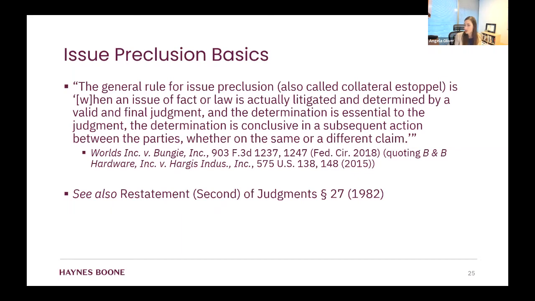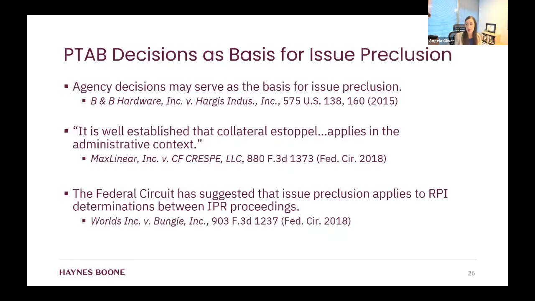I know we're running a little short on time, so I'll speed through some of this so we can get to our more analytical points. Essentially, we do know that PTAB decisions can serve as the basis for issue preclusion. We've seen a Supreme Court decision from the PTAB context in 2015 confirming that agency decisions can be the basis for this. The Federal Circuit has reiterated this. And in a fairly recent case, the Federal Circuit suggested that preclusion can apply between IPRs as well.